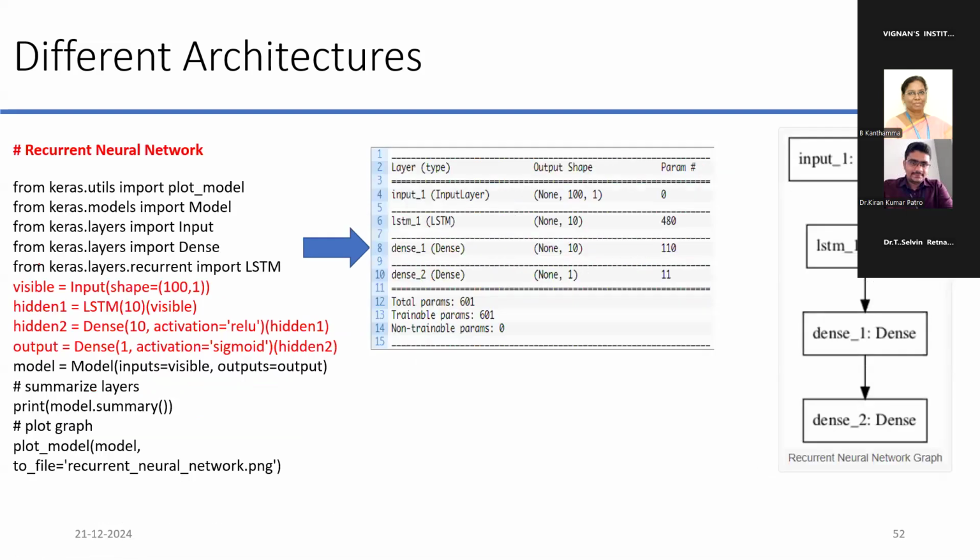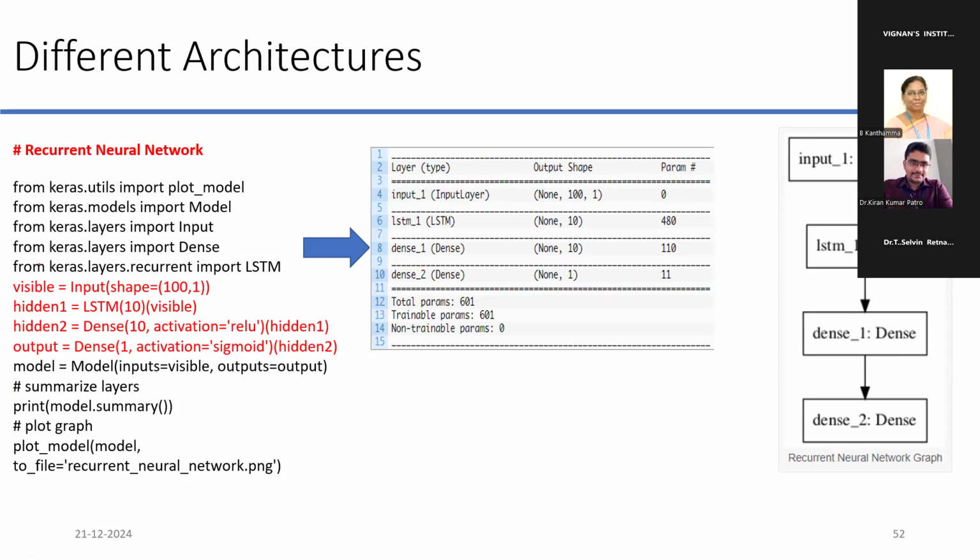So this is the recurrent neural network. In recurrent neural networks, the example is long short-term memory. Here I implemented long short-term memory, the LSTM layer. You can use an LSTM layer, or you can use a GRU layer also.